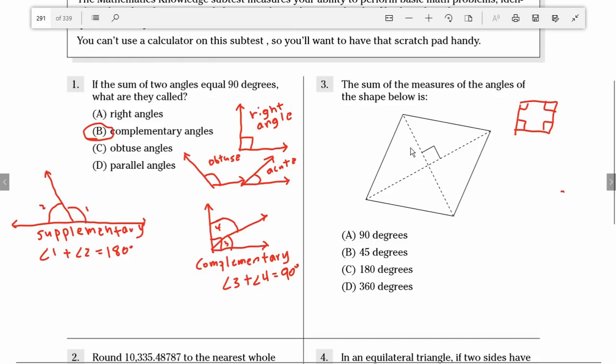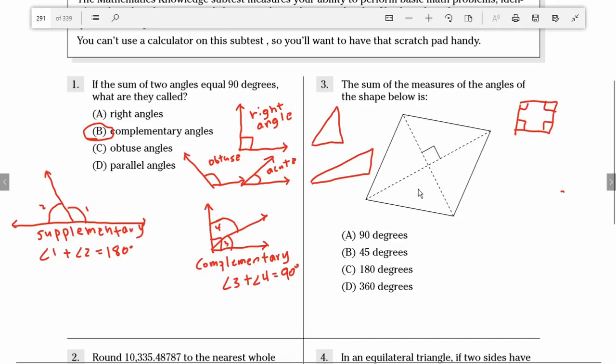Okay? But let's take a step back and think about triangles, for example. The sum of any triangle is 180 degrees. So if you have a triangle that looks like this, it's going to add up to 180 degrees. If it looks like this, it's going to add up to 180 degrees. No matter what type of triangle you have, it's going to add up to 180 degrees. Well, that principle holds true for quadrilaterals as well.